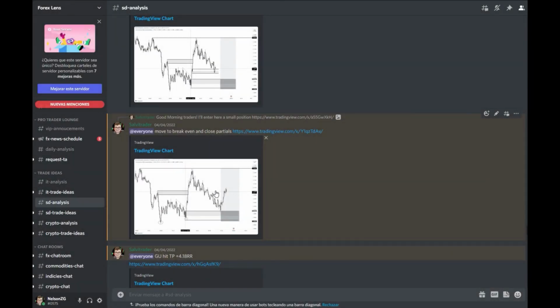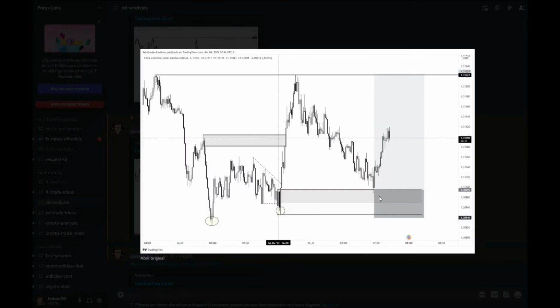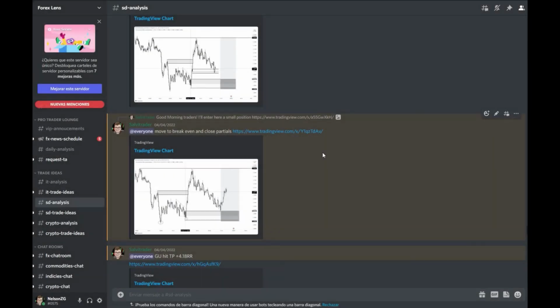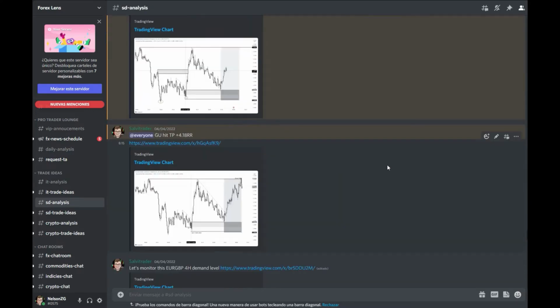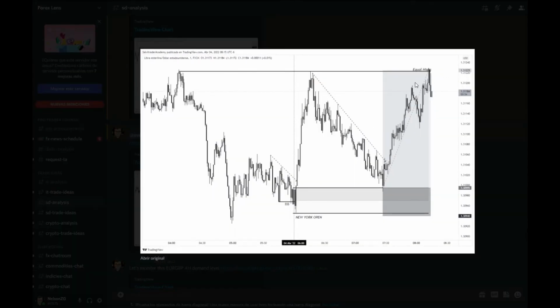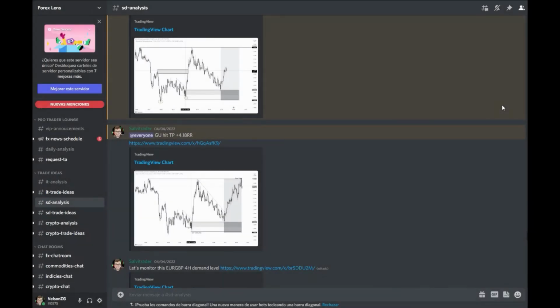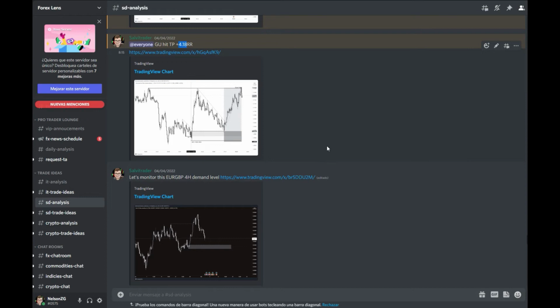This is what happened after that. As you can see, price hit our demand level and started to rally. At this point, I had already closed 50% of my entry. I recommended to the community to move to break even just in case, because when we scalp, things happen very fast. But our take profit was hit right at our equal highs. That was on Monday, and we had this very nice return of 0.18 RR.